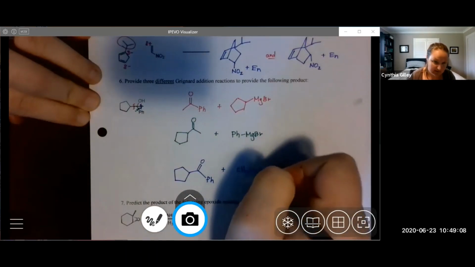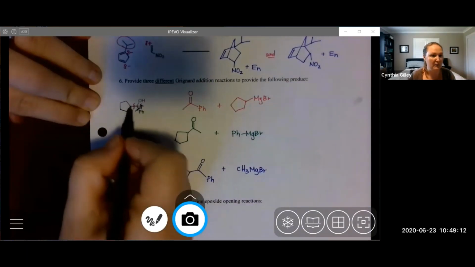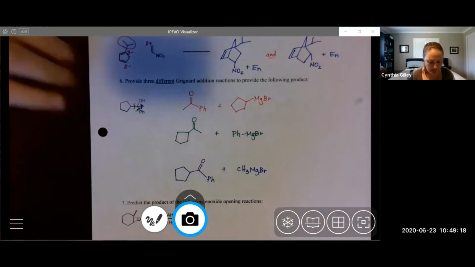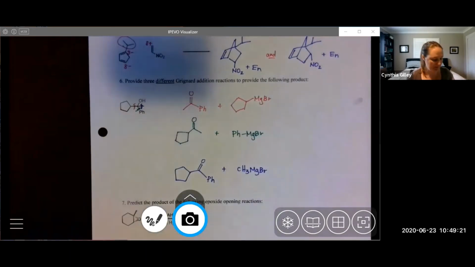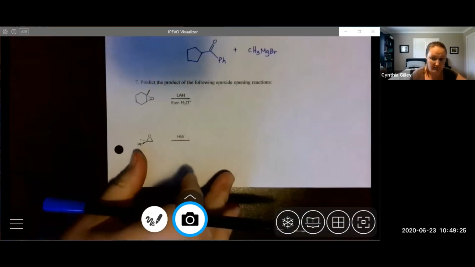So it's about recognizing when you have an alcohol attached to a carbon, any of those carbon-carbon bonds directly adjacent could have been made through a Grignard. And all of these, of course, would provide the proton on the alcohol.